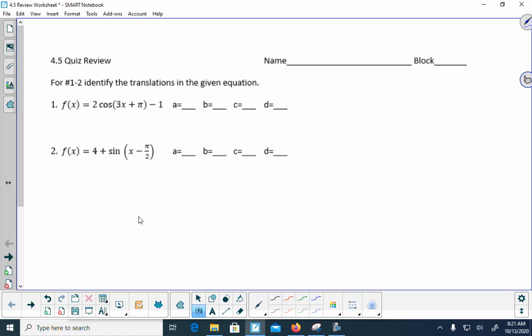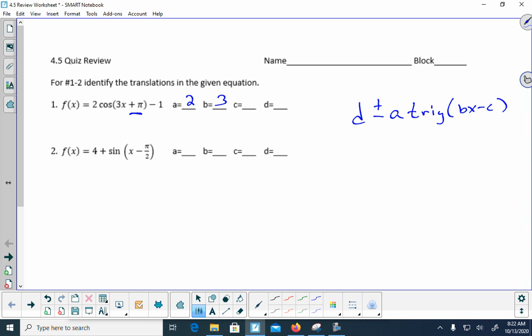So just a quick reminder, the formula that you learned was D plus or minus A, your trig function, whatever that happens to be, sine or cosine, bx minus c. So when I'm going to do this, the A is the number that's right in front of the trig function, so in this case that is 2. The B is the number that's in front of the x, which is 3.